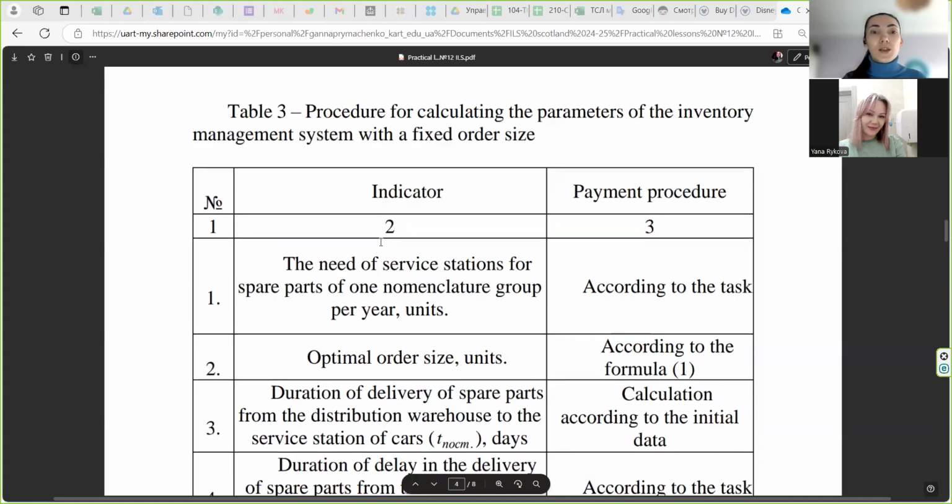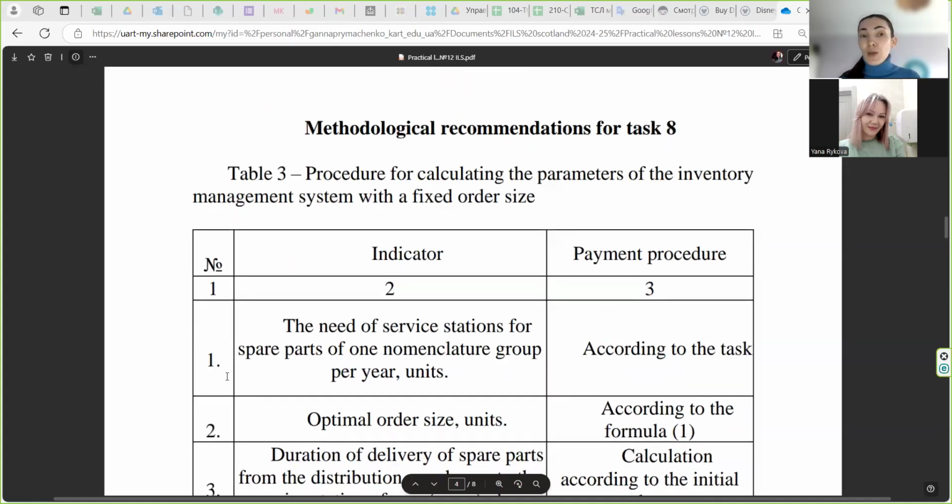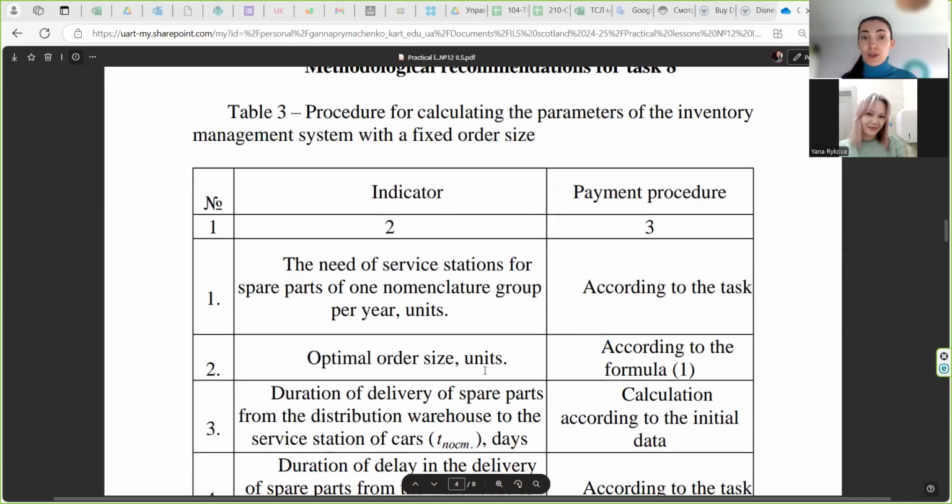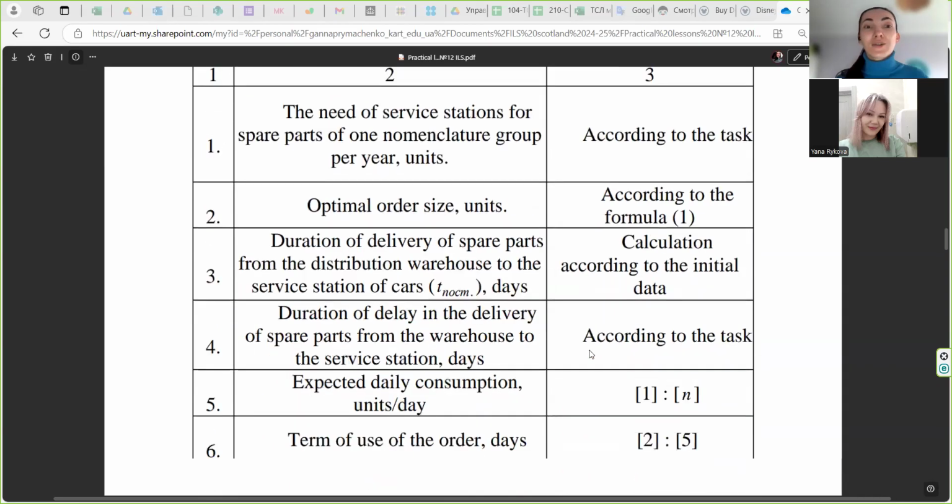Okay, we start the second part of practical lesson number 12, and I show our table with special instruction, table number 3 from our materials. We find the second step, optimal order size in units, and we remember that we need to round up the number of units in the result. For example, if you have 34.5 units, we need to round it up to 35 units. It is all for our second step.